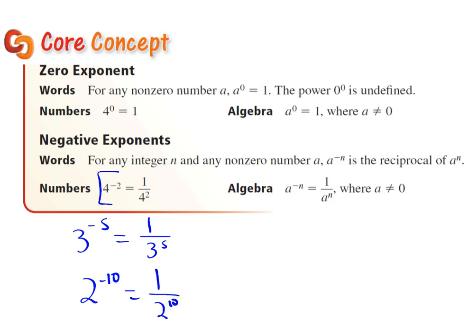Sometimes the number with the negative exponent is in the denominator to begin with. If we have 1 over 2 to the negative 3, the reciprocal of that would equal 2 to the 3rd. 1 over 3 to the negative 4th would be 3 to the 4th. This works for any value of a as long as a is not equal to 0. So let's look at some practice with this.